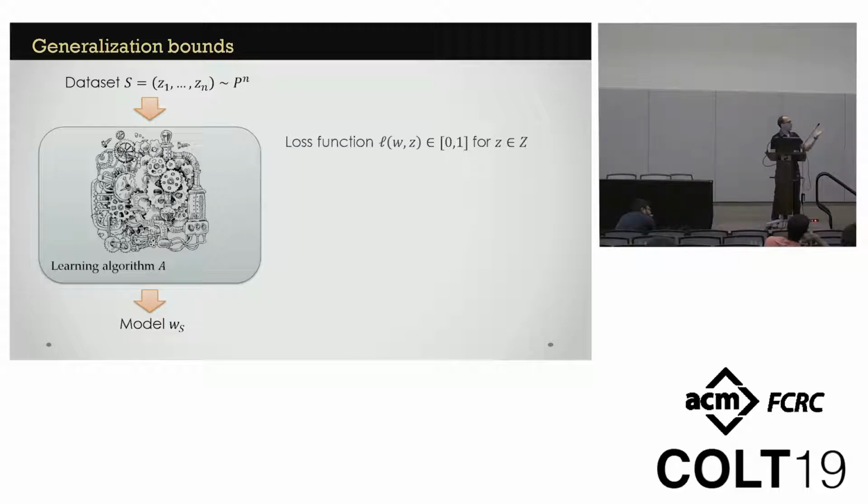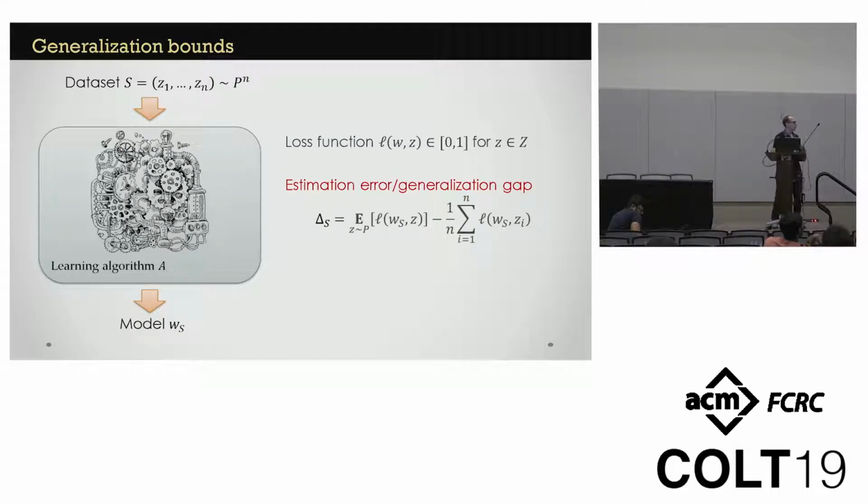And the main quantity of interest is this estimation error, also referred to as generalization gap. That is just the difference between the true expected loss of the model output on the data set S and the empirical loss. And we'll denote this estimation error by delta of S.